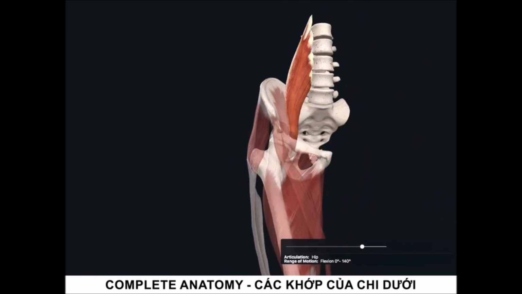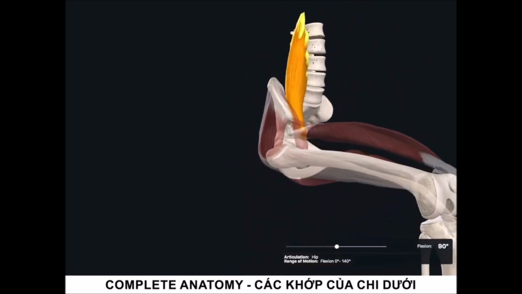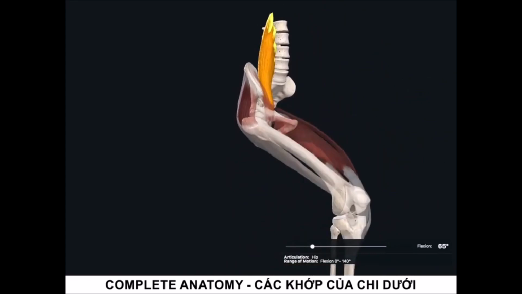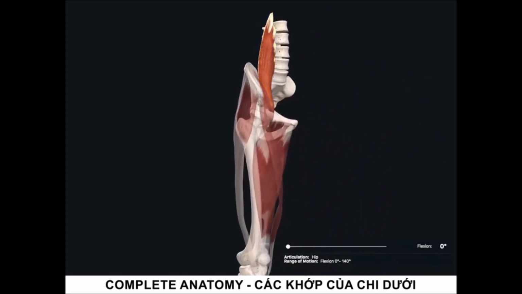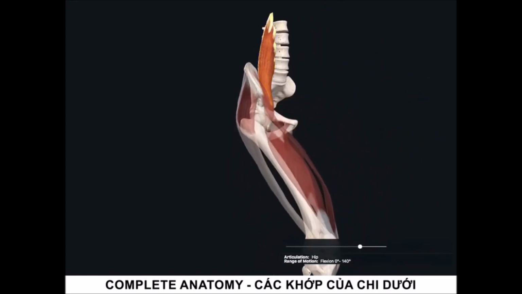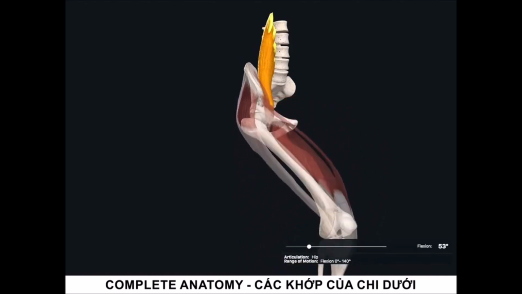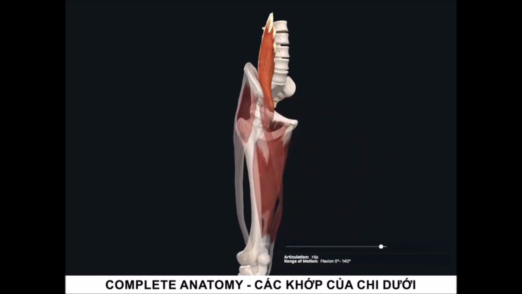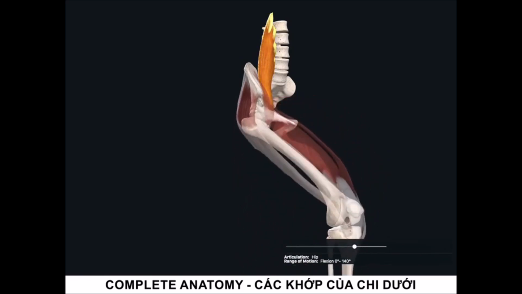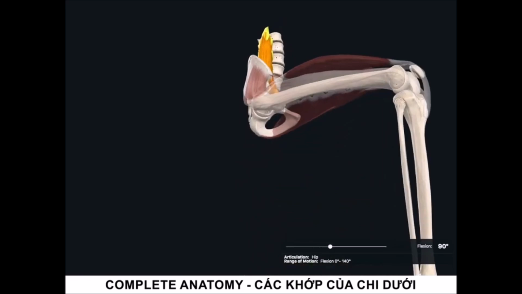Now, beyond flexion and extension, the hip movements include abduction and adduction, as well as medial and lateral rotation, and circumduction. Circumduction is just a combination of all of these. The degree of flexion and extension possible is restricted by the position of the knee.